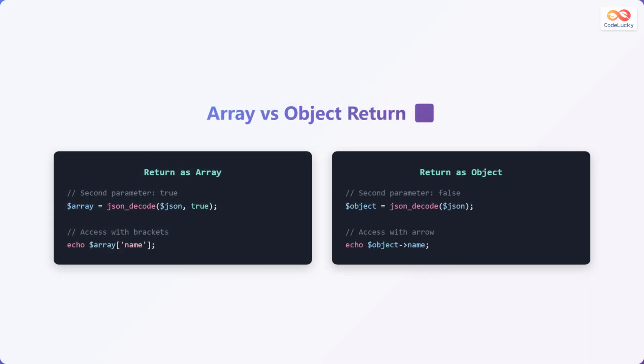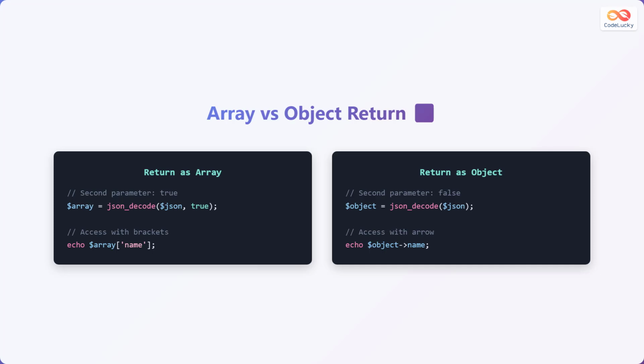The json_decode function can return data either as an array or as an object, depending on the second parameter you provide. If the second parameter is set to true, the JSON will be decoded as an associative array. You can access the values using brackets. Here's an example of the same. The comment says second parameter is set to true. Variable array is equal to function called json_decode with variable json as input and true as the second argument. We are accessing it with brackets, so echoing variable array with a key named name.